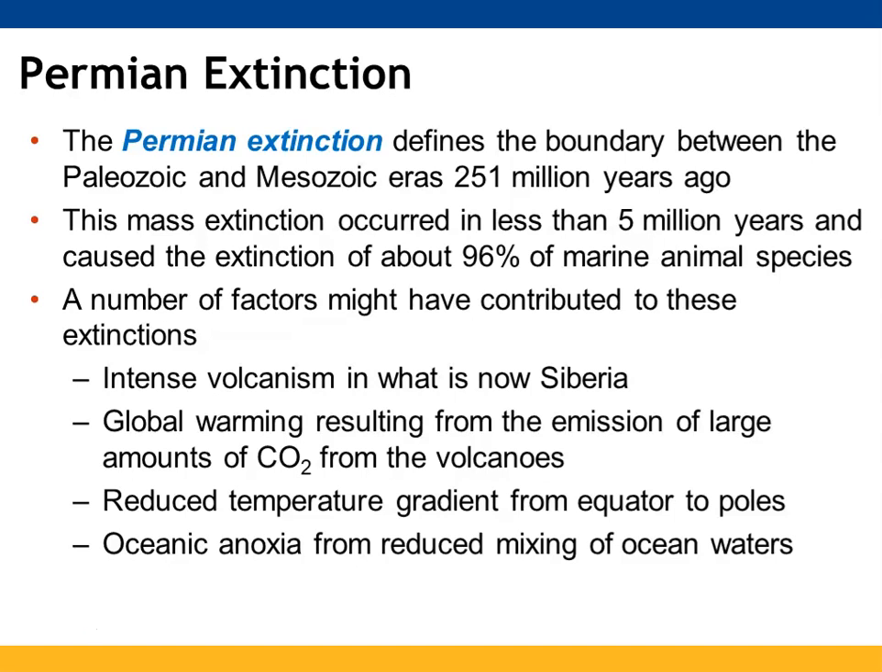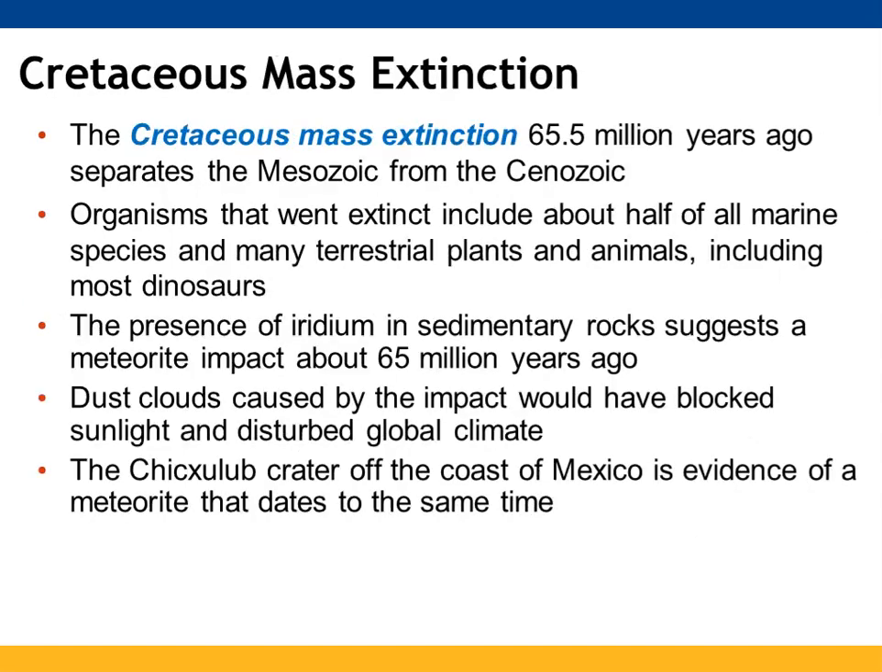251 million years ago. It occurred in less than 5 billion years and led to the extinction of over 95% of marine animal species. Some factors that might have contributed: intense volcanoes, now in what we know as Siberia, global warming due to the increase in carbon dioxide emissions from those volcanoes erupting, a temperature gradient being reduced from the equator to the poles, and oceanic anoxia, so the reduction of oxygen from the reduced mixing of the ocean waters.